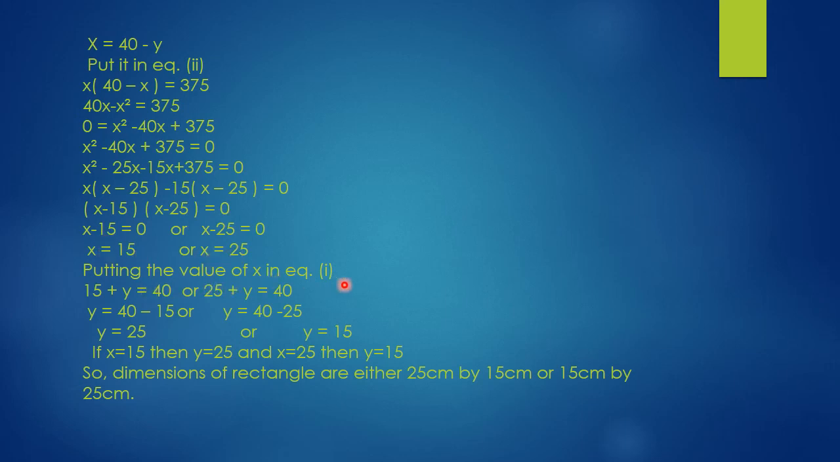Putting the value of x in equation number 1, 15 plus y is equal to 40 or 25 plus y is equal to 40. y is equal to 40 minus 15 or y is equal to 40 minus 25. y is equal to 25 or y is equal to 15. If x is equal to 15, then y is equal to 25, and x is equal to 25, then y is equal to 15. So the dimension of a rectangle are either 25 cm by 15 cm or 15 cm by 25 cm.